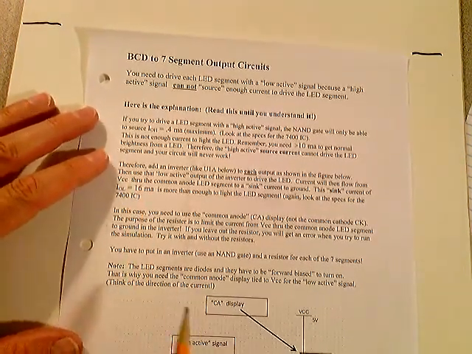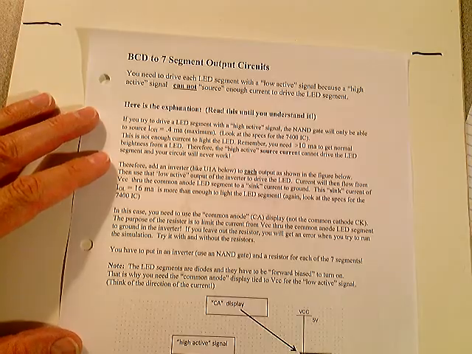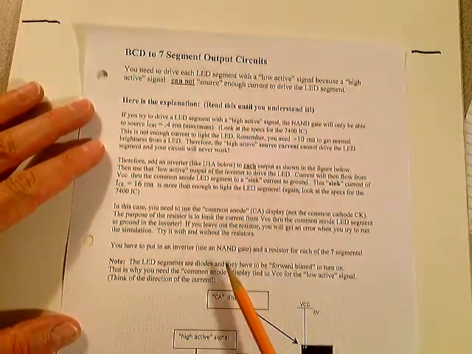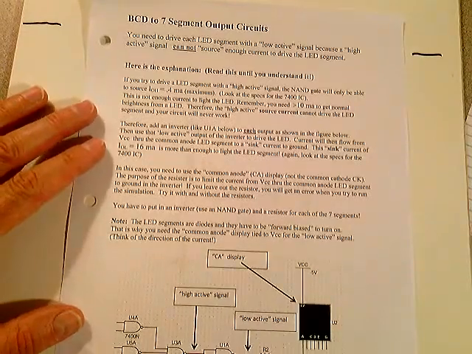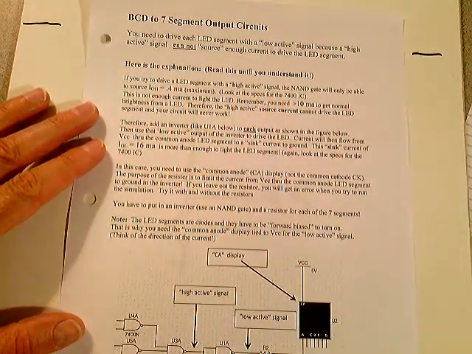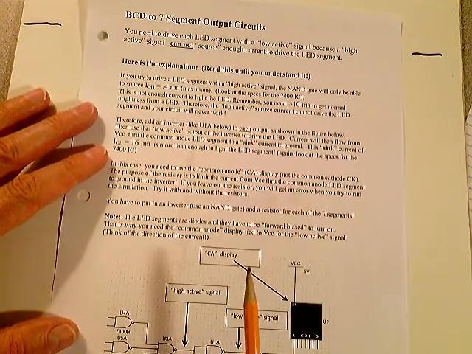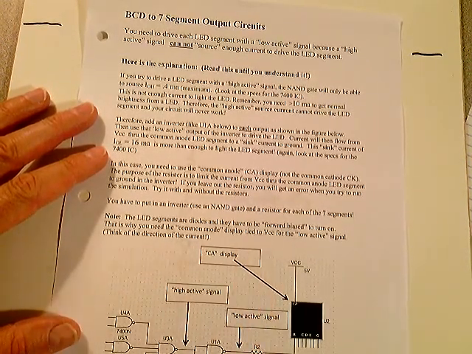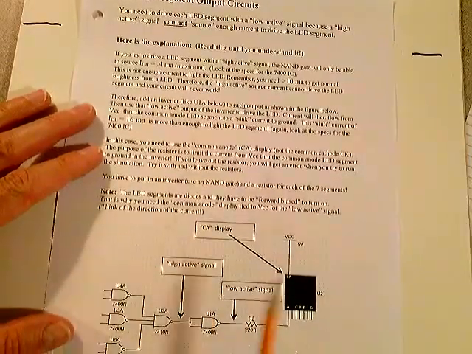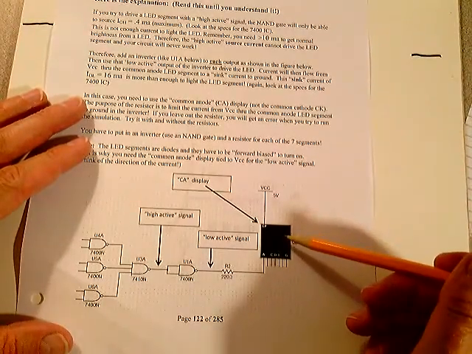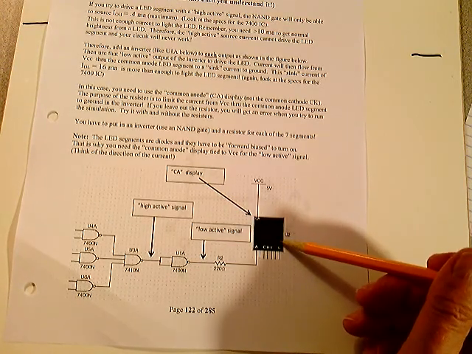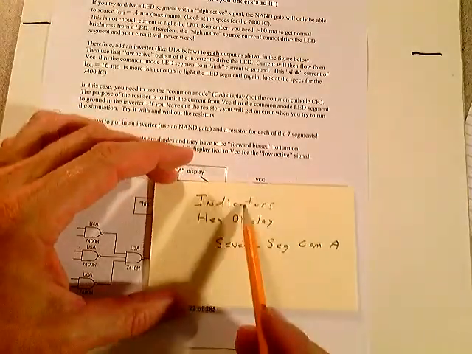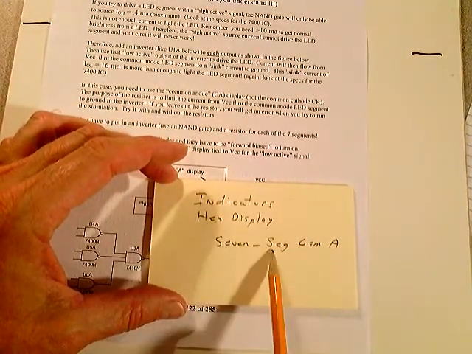On page 122, I gave you an explanation here on this BCD to 7 segment output circuit. This is very important. Rather than reading it to you, make sure that you look over page 122, and like I said here, you read it until you understand it. We're going to be talking more about this in class over the next couple lectures, or in my video lectures, but I want you to notice here that the display you're going to be using in Multisim, this is where you find it. It's under Indicators, Hex Display, 7 segment common anode.